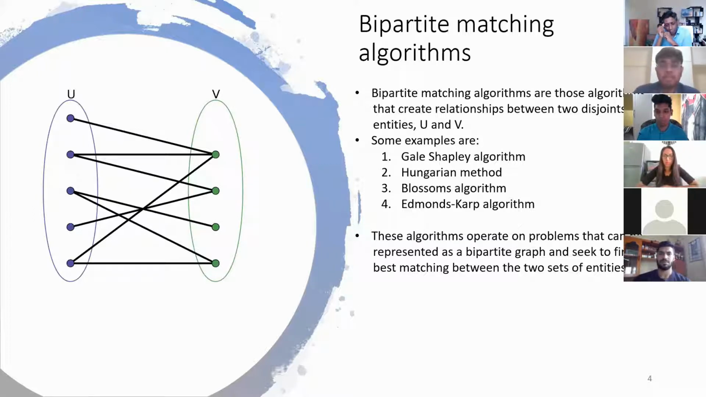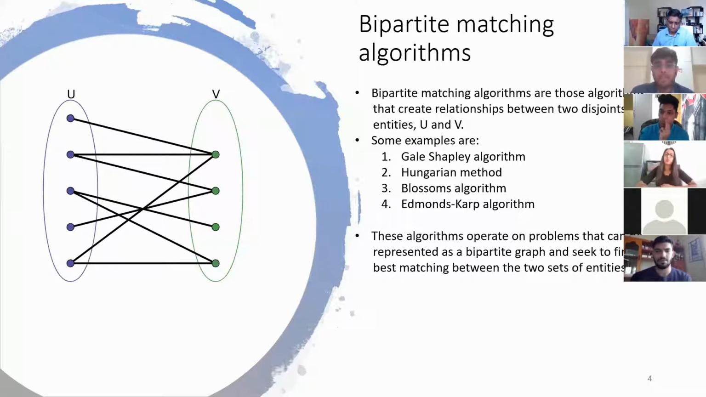Some examples are the Gale-Shapley algorithm. I believe Delencia gave a seminar on that two weeks ago. The Hungarian method, Blossom's algorithm, the Edmonds-Karp algorithm. So these algorithms operate on problems that can be represented as a bipartite graph and seek to find the best matching between two sets of entities.